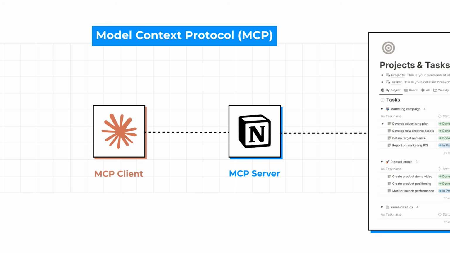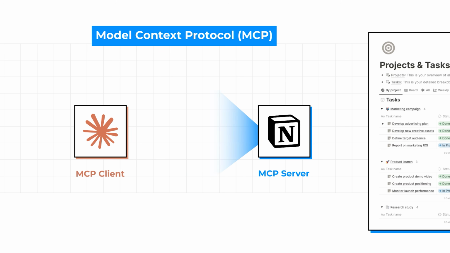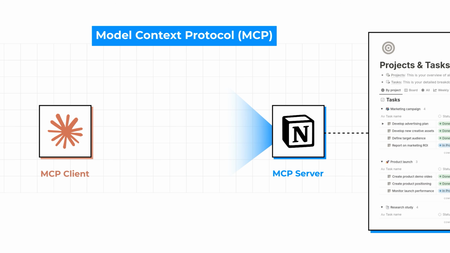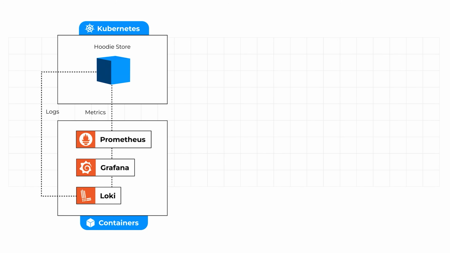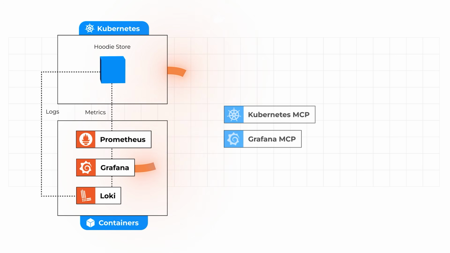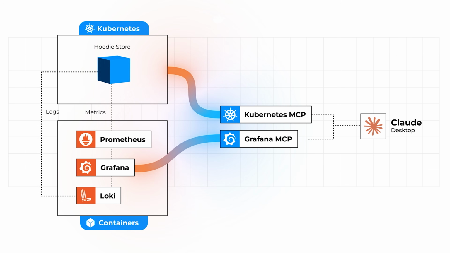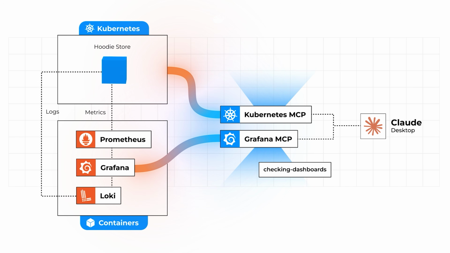The MCP server exposes a set of functions that the MCP client can use. In our example, the Notion MCP server will probably provide functions like create new page, search for content, add comment, and so on. Now it is way more clear what we are trying to do. We are going to connect our Kubernetes cluster and Grafana instance using MCP servers, so that our AI will be able to investigate alerts by using functions like checking dashboards, querying metrics, and reading logs.